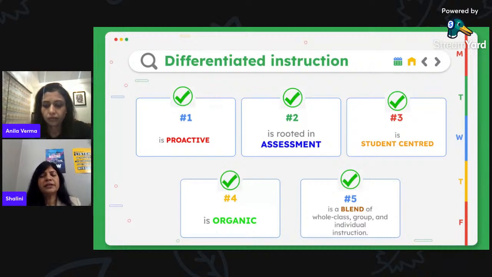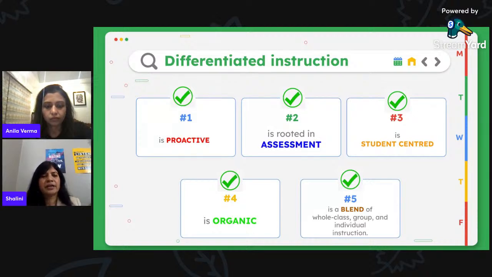Third, it is student centered. So it should not be teacher centered, where the teacher plans that this is what I need to teach today and all children have to learn this only. So we have to keep the students at the center and then see how we can plan our lessons so that every child feels safe to take risks and try and knows that there is someone to support me and my interests are being taken care of, and my pace of learning is being taken care of.